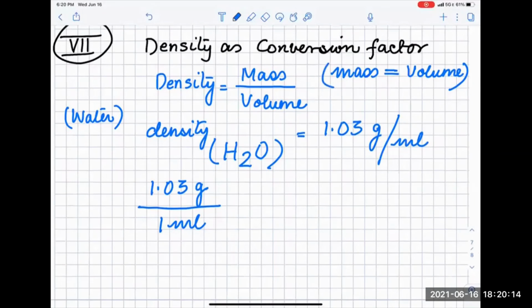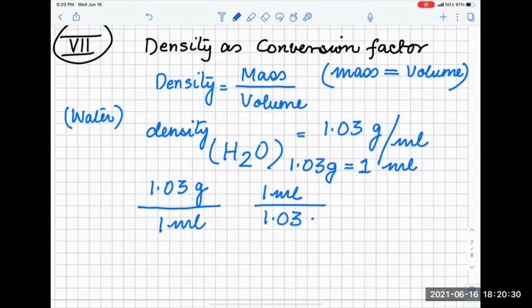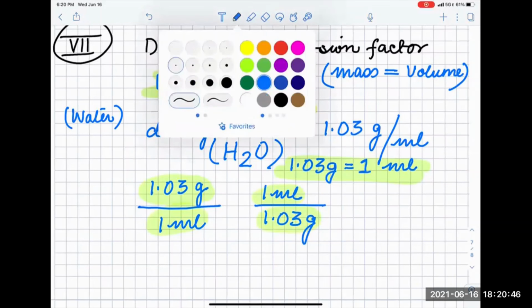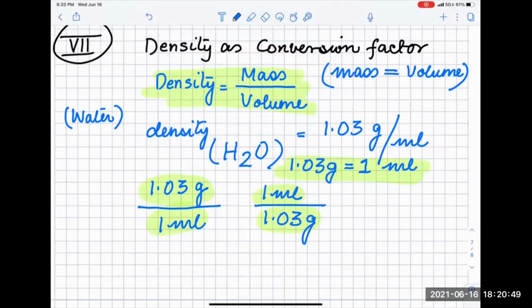Okay, so here, these are the two conversion factors. The equality in this case is 1.03 grams is equal to 1 milliliter. So the conversion factor is 1 milliliter over 1.03 grams. So you see, you have taken a formula, converted that to an equality, and then created the conversion factors. You see that? Next, if you're given the volume, you can find the mass. If you're given the mass, you can find the volume.